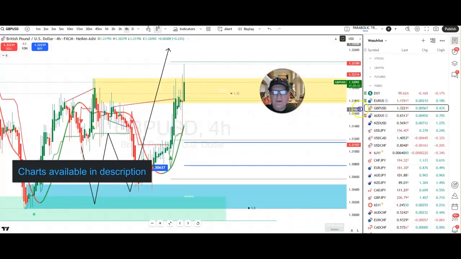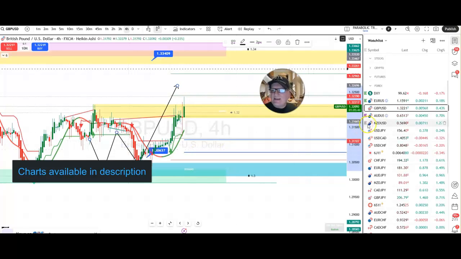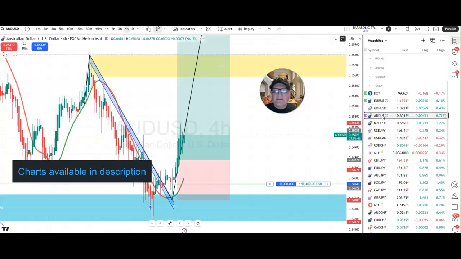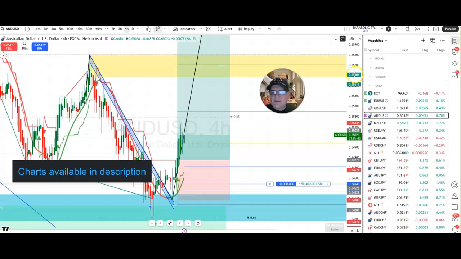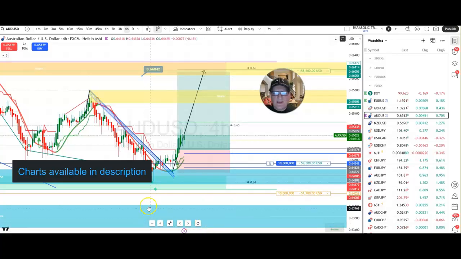Similar with the pound USD, moving into a supply area now, but as previously mentioned in the VIP room, I did expect a bounce down here, and it's done exactly that. Similar to the Aussie USD, I did mention this the other day, so hopefully you got into this. I got in at the very beginning of this move here.